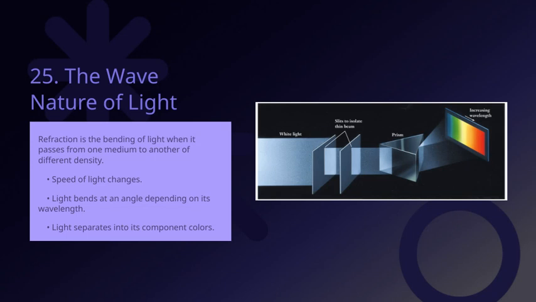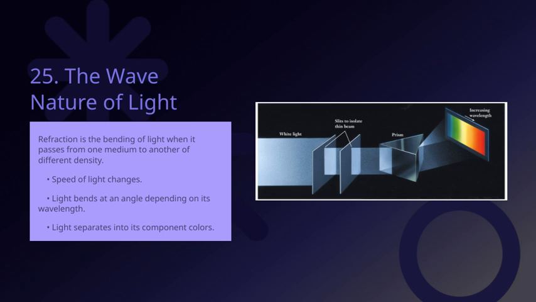Now, let's explore how light behaves when it interacts with different materials. First, light separates into its component colors, which is something we see clearly in a rainbow or when light passes through a prism. This happens because different colors, or wavelengths, of light bend at different angles. In fact, light bends at an angle depending on its wavelength, which is a key concept in understanding refraction. When light moves from one medium to another, say, from air into water, its speed changes. This change in speed causes the light to bend, a phenomenon we call refraction.